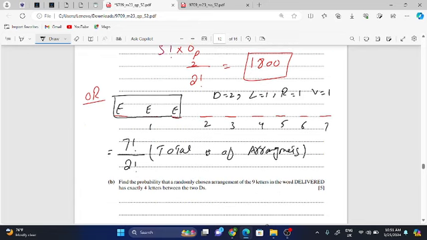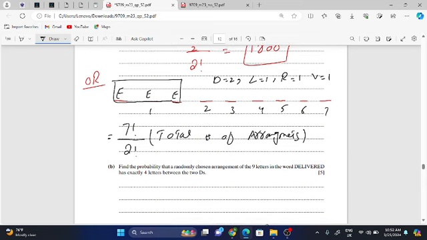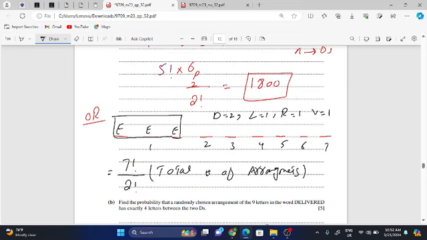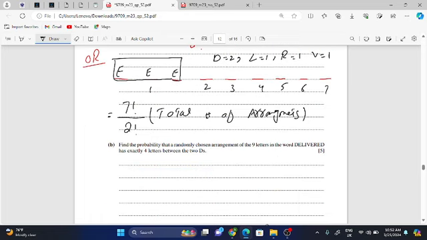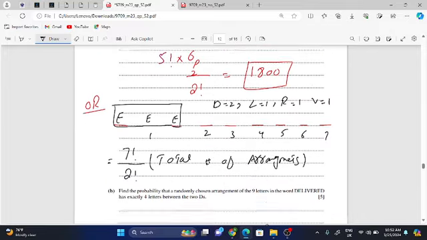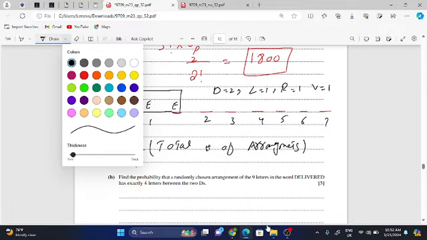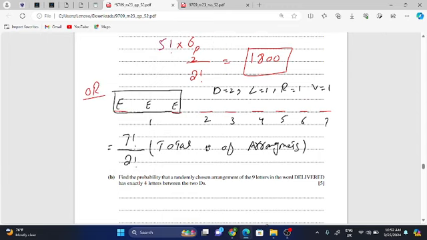Now I have to make a restriction for D, like no D's together. So I will find the number of combinations in which 2 D's come together. If I write with a purple marker or a green marker, you can say combinations when all D's are together. So E's are over here, and I'm creating a group for D together, there to there. The rest of the units are unfilled.